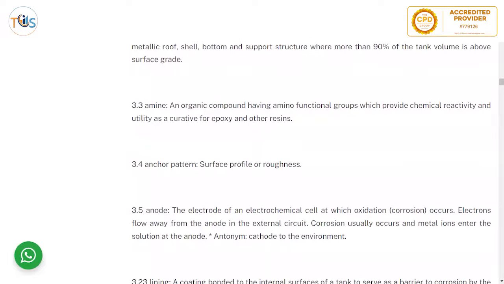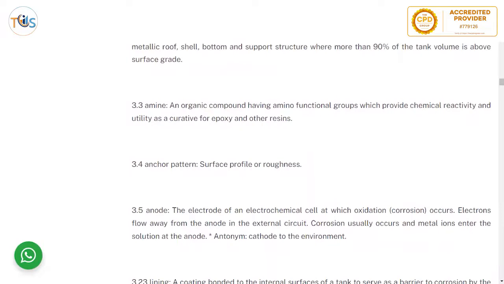Above ground storage tank: stationary container, usually cylindrical in shape, consisting of a metallic roof, shell, bottom, and supporting structure, where more than 90% of the tank volume is above surface grade. So this physical characteristic of 90% of the tank above surface grade could be a potential exam question.